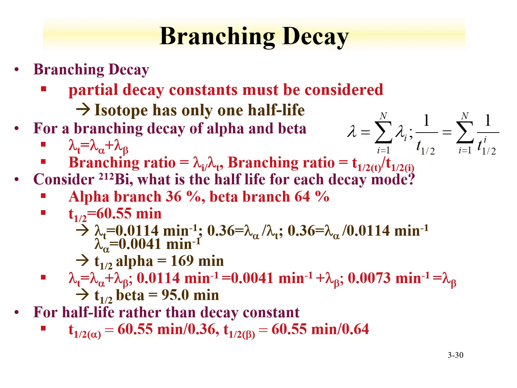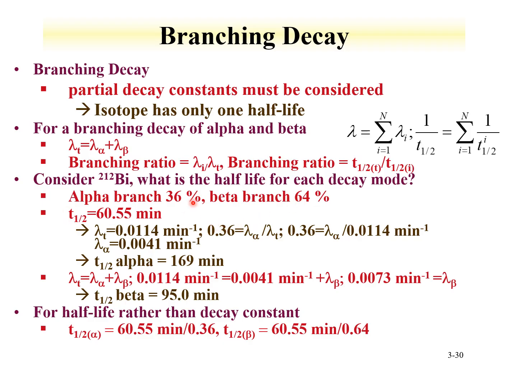So in this case, you'll observe that since it's a number less than 1, the half-life of the decay routes is less than the observed half-life that's provided in the chart of the nuclides. So let's consider an example, bismuth-212. What's the half-life for each decay mode that decays by alpha and beta? We see that there's a 36% alpha branch, 64% beta branch.